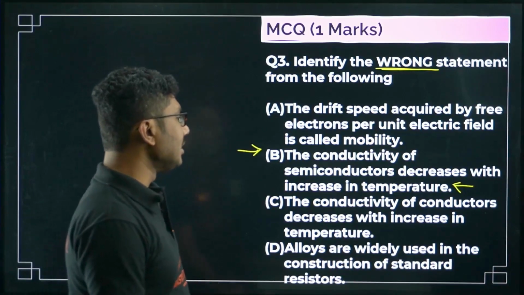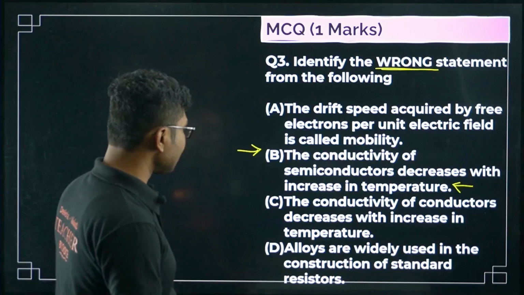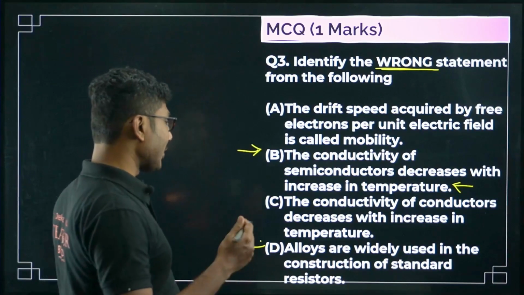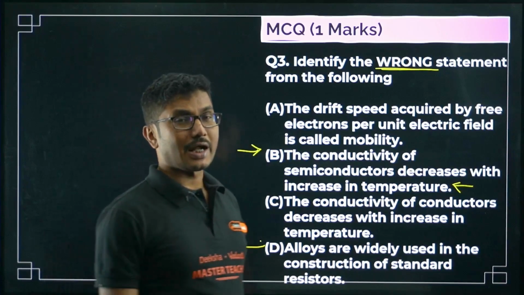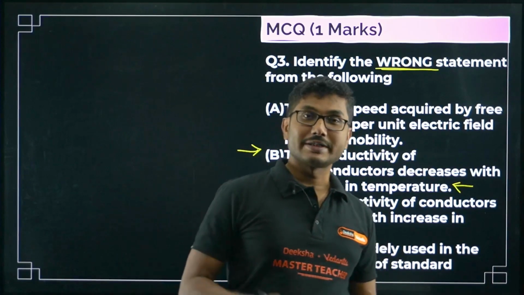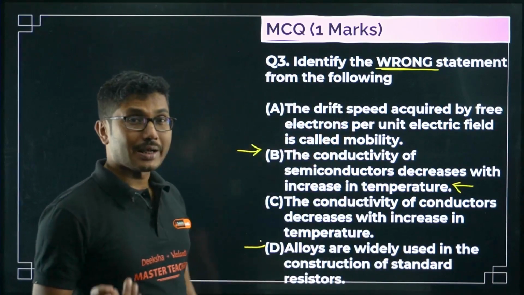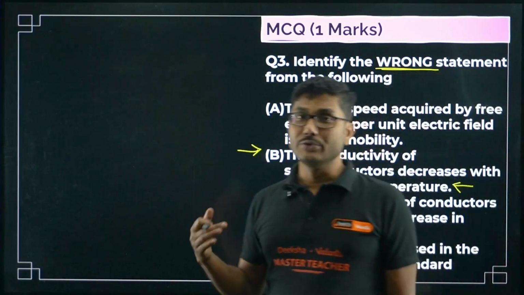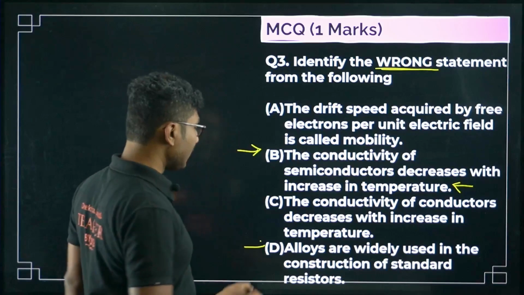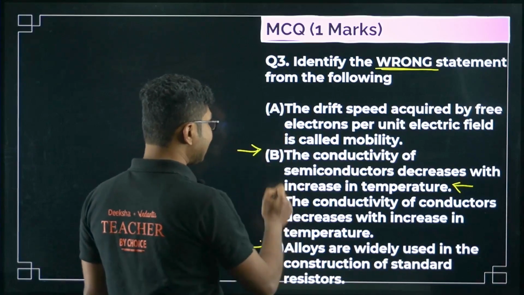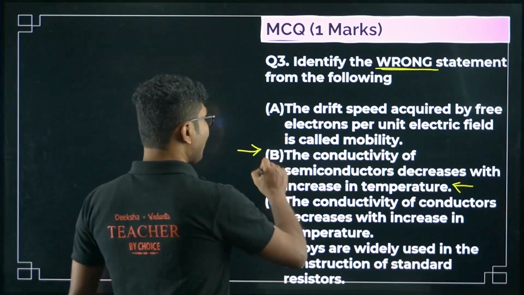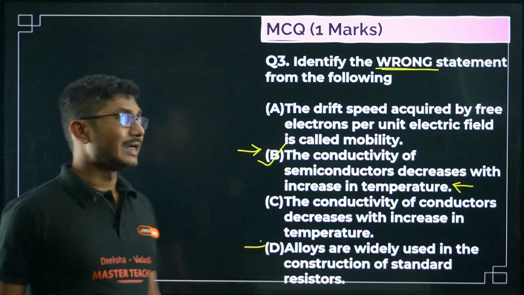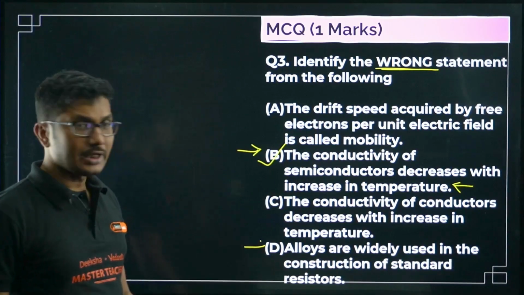Alloys are widely used in the construction of standard resistors. This is slightly uncommon, but actually this is correct. Okay, alloys are widely used in different kinds of resistors. For example is nichrome wire. Nichrome wire is used in the resistors that you use in your laboratory. So definitely this is a correct statement. So A, C and D are correct statements, whereas B, as we have found out, was incorrect. So the correct answer for this question will be option B.